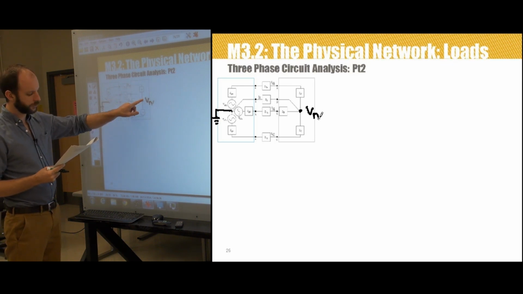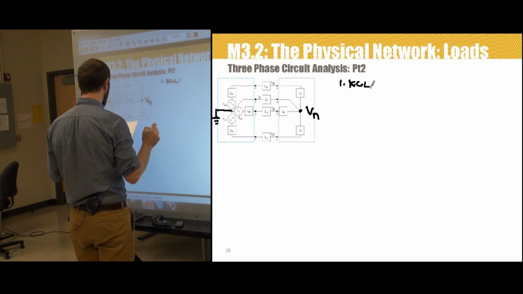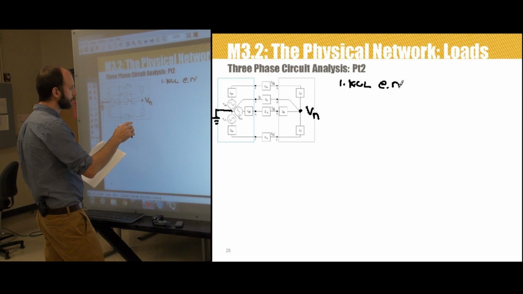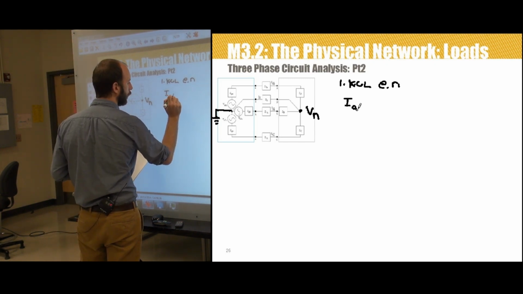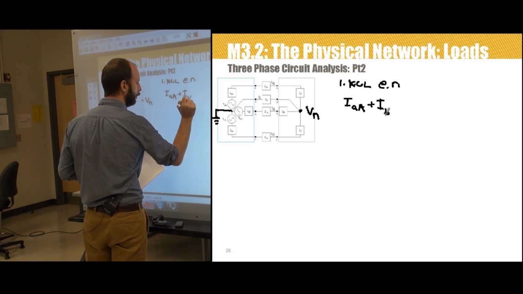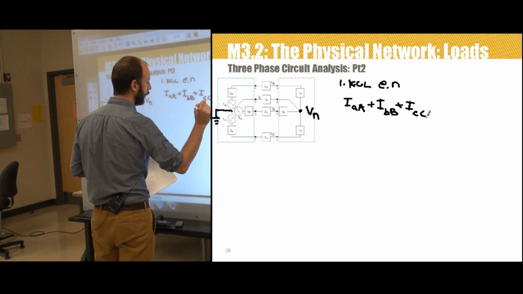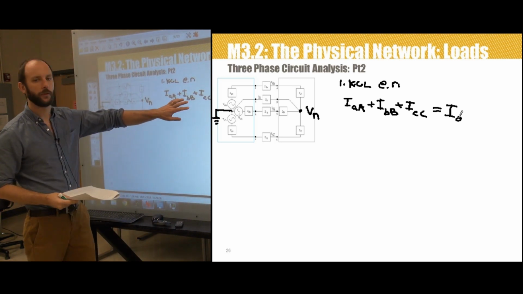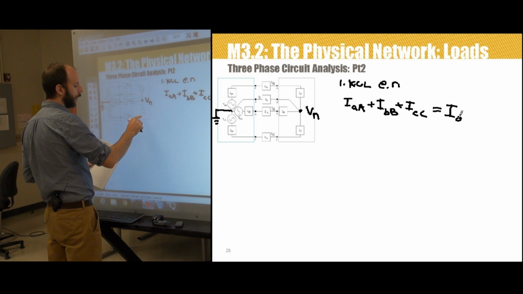So what we want to do is start by writing step 1, KCL at that node N. And what that means is that we've got this current flowing in, and that's the current in this top line, which was IAA. We've got the current coming in from phase B, which was IBB. We've got the current coming in from phase C, that's ICC. And we're going to say that the neutral current's flowing out, and we call that I0. So that's KCL at node N. The sum of the three currents flowing in just has to equal the current flowing out. So these are, again, the line currents.